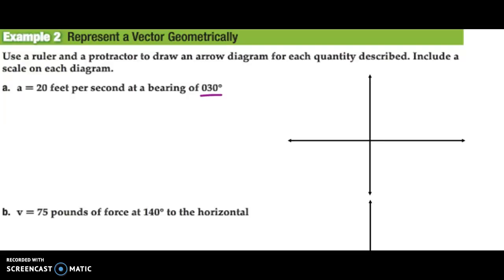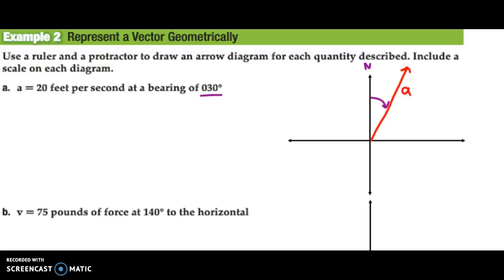Okay? So that's a true bearing, meaning we're starting from my north-south line right here. And I'm going to go 30 degrees this way. Okay? So I go 30 degrees. I'm going to say that that's 30 degrees. And then with my ruler, I'm going to draw just a line right there. Now, I didn't use a ruler, so mine doesn't look straight, but essentially, that's what you're going to do right here. Okay?